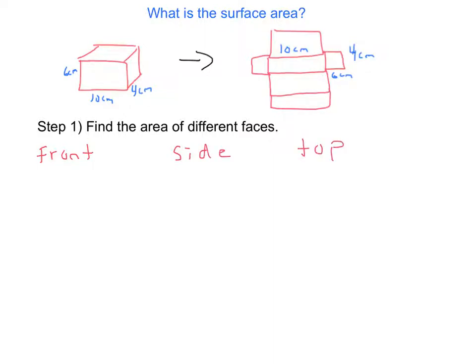So we're going to find our faces. If we look at the area of our front, that is right here. So we're going to figure out that one first. When we look at it, I'm just going to, for myself, draw it because it's a little bit easier this way.